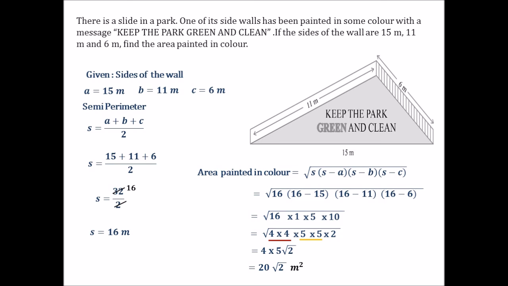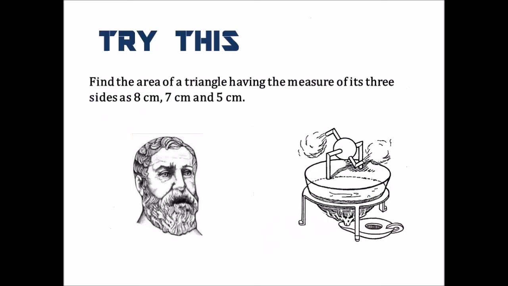So area that has to be painted in color is 20 under root 2 meter square. If you want to have exact answer, then you can put the value of root 2 as 1.41. Since it has not been asked in the question, we will keep our answer like this only. Now try this question, which is similar to the one which we have done in the video.